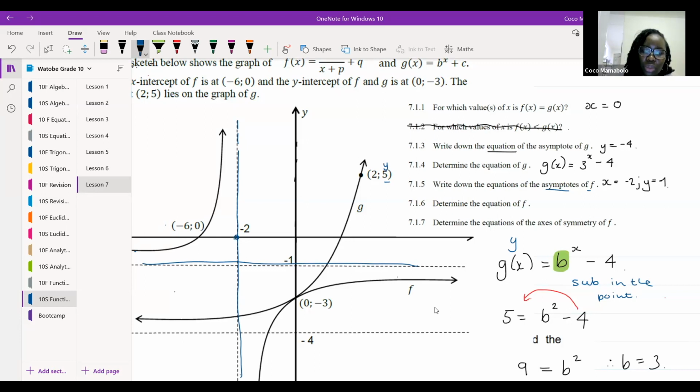This one lies on the x-axis, so this is our asymptote for the x. And this one lies on the y-axis, so this is our asymptote for the y. Does that make sense? That's why we say x is equal to -2 and y is equal to -1. That's where we get those two numbers from. Okay, I hope that makes sense, my sweetie.